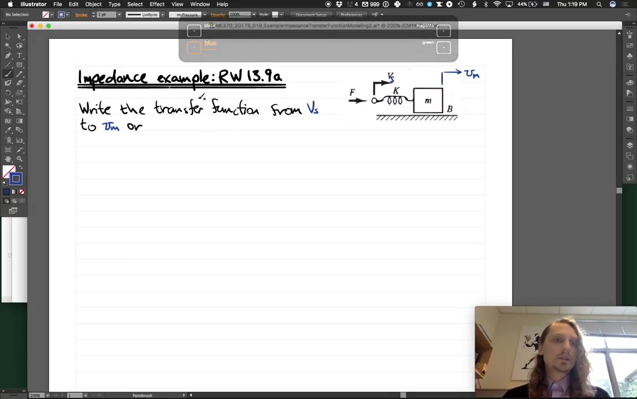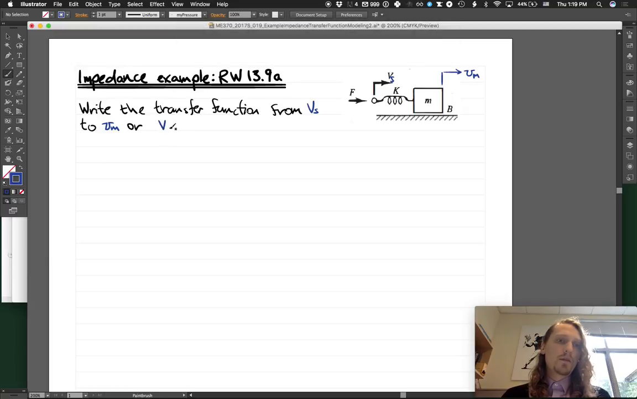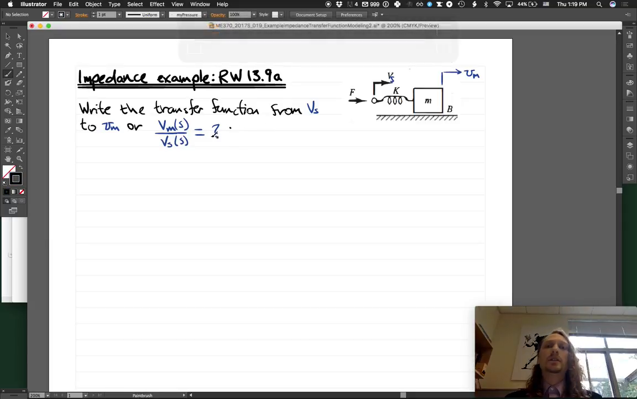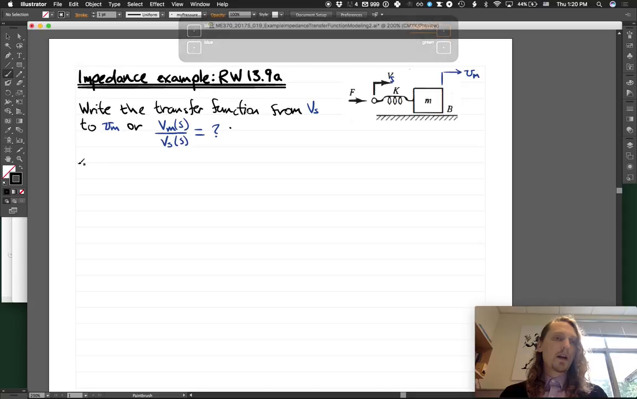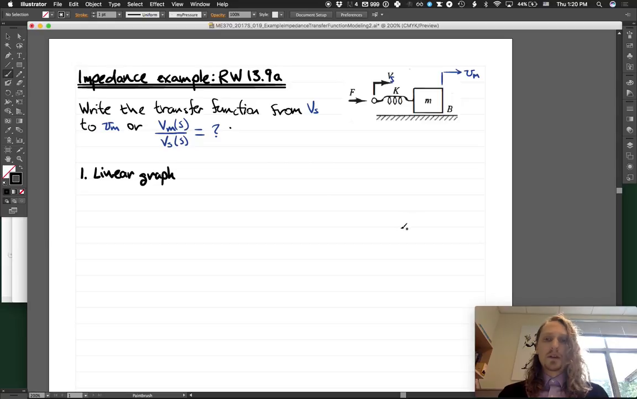We would write this as Vm over Vs, both of these being functions of s, but sometimes we drop those function of s characters. So we want to know what this is. How do we proceed? I'm going to proceed first off by drawing a linear graph. I think you are all working on this on your homework and doing just fine on this part, but it's always good to be thorough.